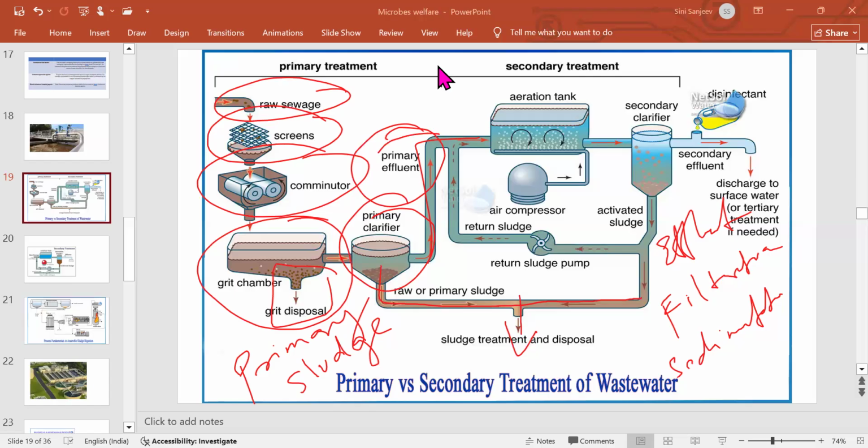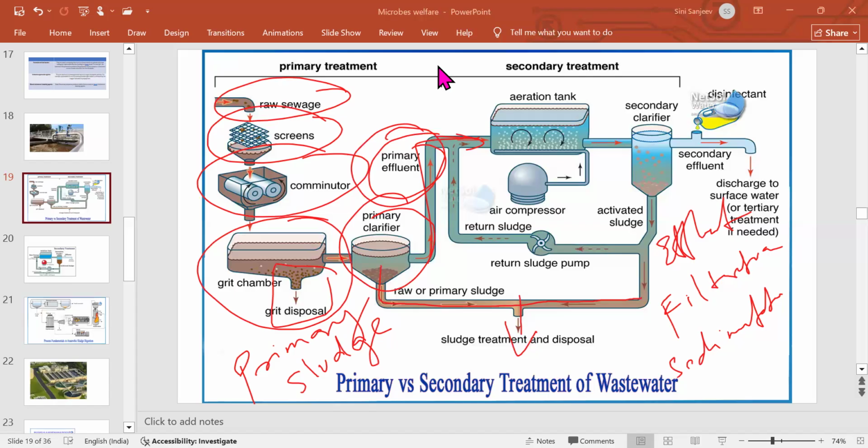The primary effluent goes into the aeration tank. Okay, aeration tank, the name itself says it. Aeration tank means your effluent will be pumped in with air, and then it is agitated or stirred, meaning mixed with the air. So that is the role of the aeration tank, where air is provided to the effluent and it is agitated.